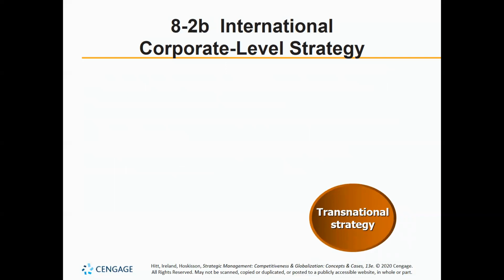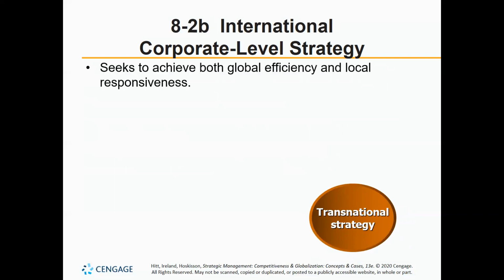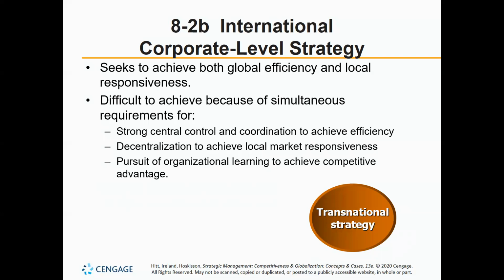And then we come to the transnational strategy, which seeks to achieve both global efficiency and local responsiveness. It's difficult to achieve because of the requirement to simultaneously have strong control and coordination for efficiency across all or many countries, but also provide decentralization to achieve local market responsiveness. The pursuit of organizational learning to achieve competitive advantage is also important in order to properly adapt and change and learn.